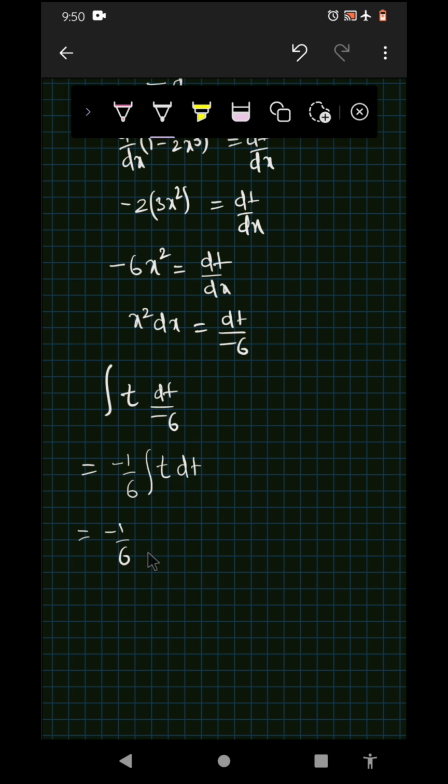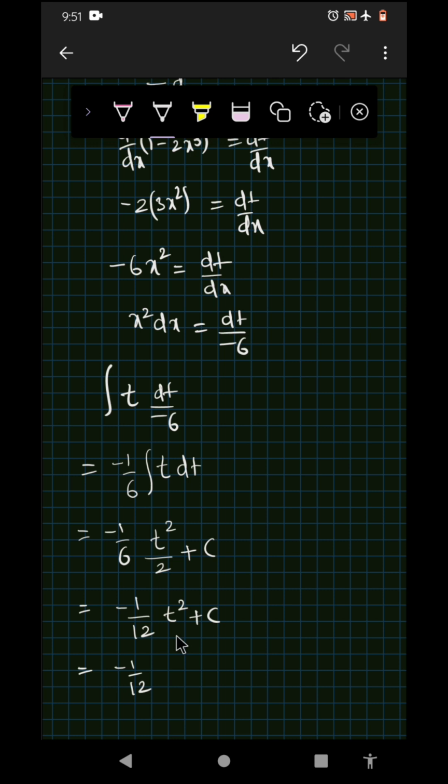With the formula integration of x power n is equal to x power n plus 1 by n plus 1, we get that here, t power 2 by 2 plus c. We get that here, minus 1 by 12 into t square plus c.